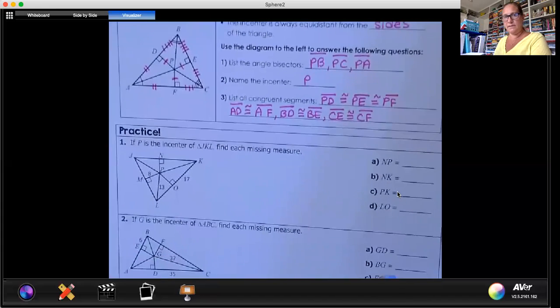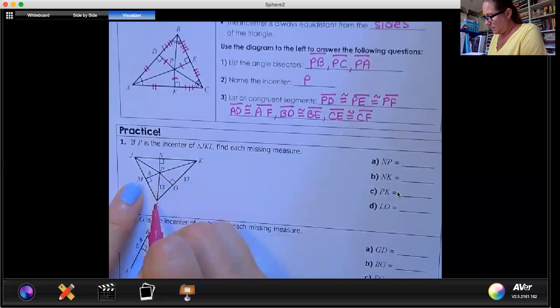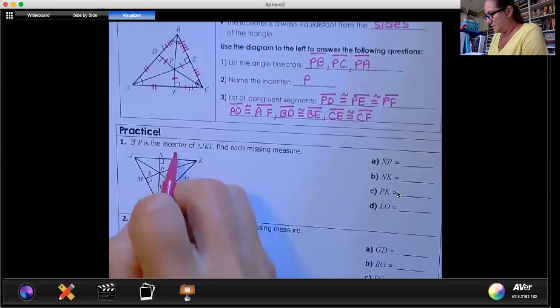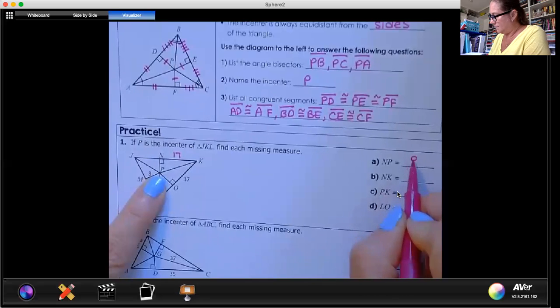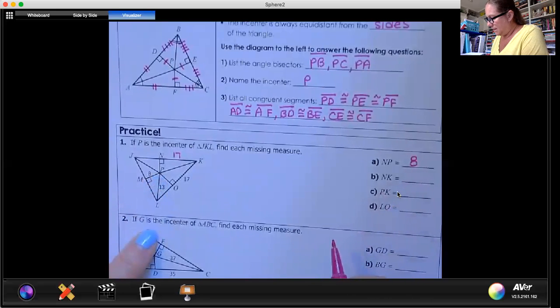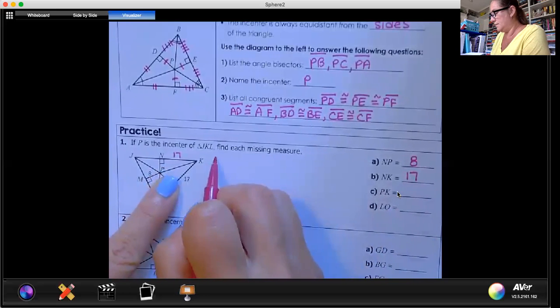So if P is the incenter of triangle JKL, find each missing measure. So we have a 13 here, we have a 17 here, which means we have a 17 here. And so NP is going to be the same as PM, so that will be 8. And NK, we just found a 17. Now we need to find PK.